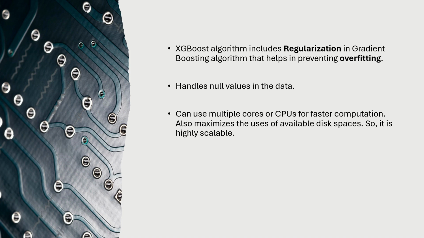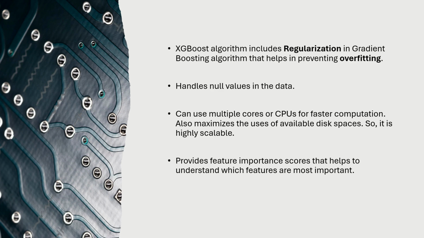Very important aspect of XGBoost is it can use multiple cores or CPUs for faster computation. Also maximizes the uses of available disk spaces, so it is highly scalable. You can use terabytes of data and it can handle that. And it provides feature importance scores that helps to understand which features are more important for your dataset.